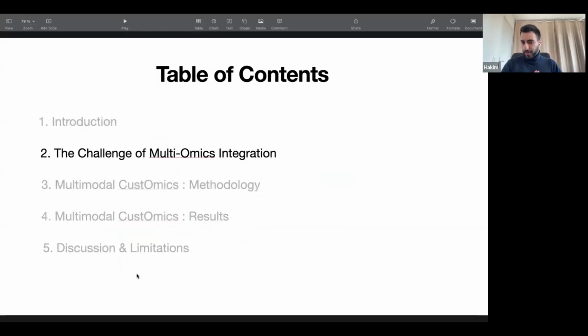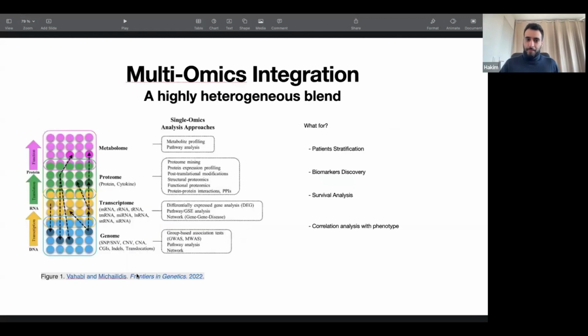First, I will talk about the challenges of multi-omics integration, because multi-omics integration is actually the integration of multiple types of genomic, transcriptomic, or metabolomic data. We have different types of expression going from the gene level to the transcript to the protein, etc.